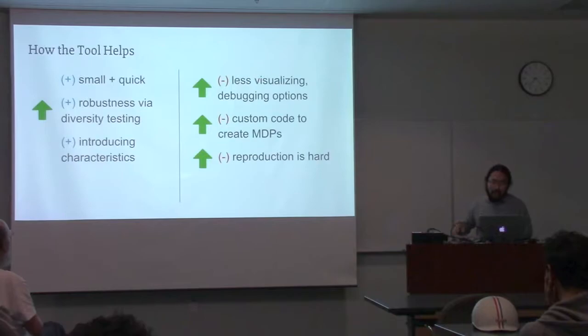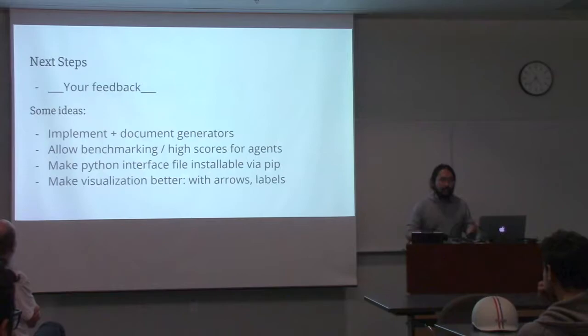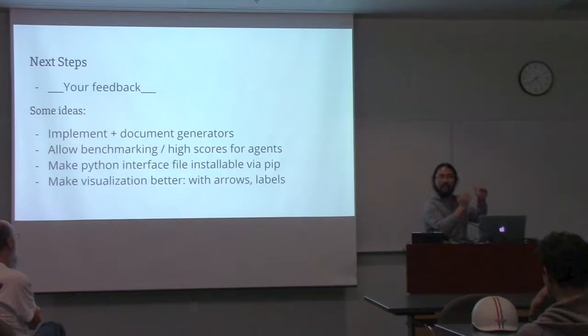Next steps, really, I'd love to get feedback. And I'd be happy to work with someone who's actively doing research with MDPs so that I can tailor it to your use case a little bit better. Some of the possible next ideas I had were, I really like the idea of having a generator, showing it in its form and seeing what examples come out of a single generator with different parameters. Benchmarking Python interface code, and making it have arrows as opposed to the lines. That's it.